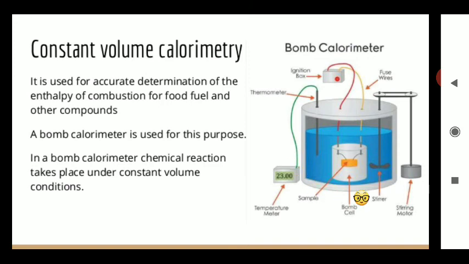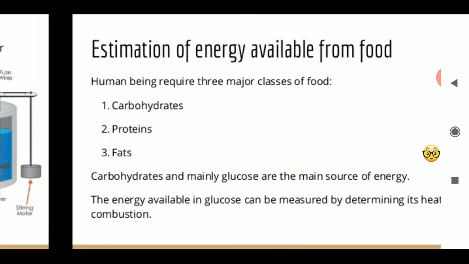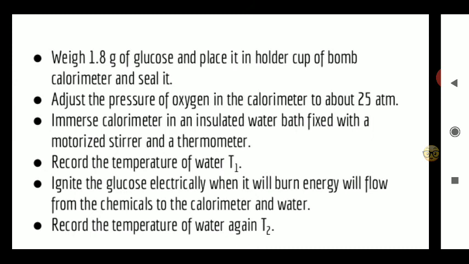So we make the complete setup inside this device. Inside it we take the 1.8 gram of glucose, and outside this bomb we place a suitable amount of water, and now we pass the current. The 1.8 gram of glucose burns, and after burning it liberates energy, which is responsible for the increase of temperature, and this T2 can be measured with the help of the thermometer. Initial T1 we measured before starting the experiment, and T2 we measure at the end, and we find the difference of temperature, T2 minus T1.